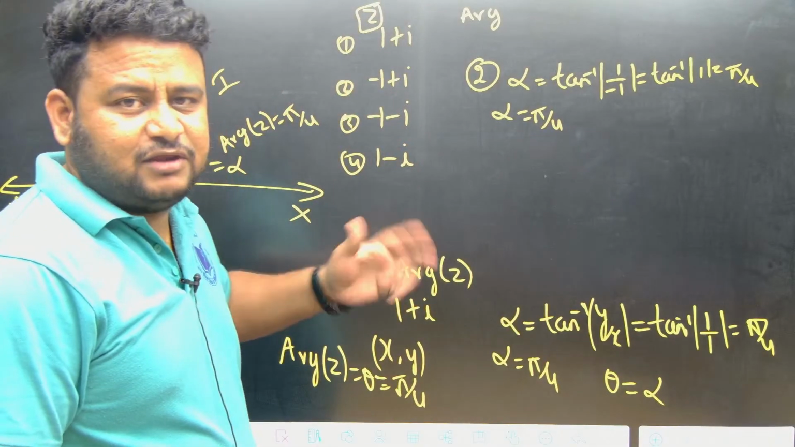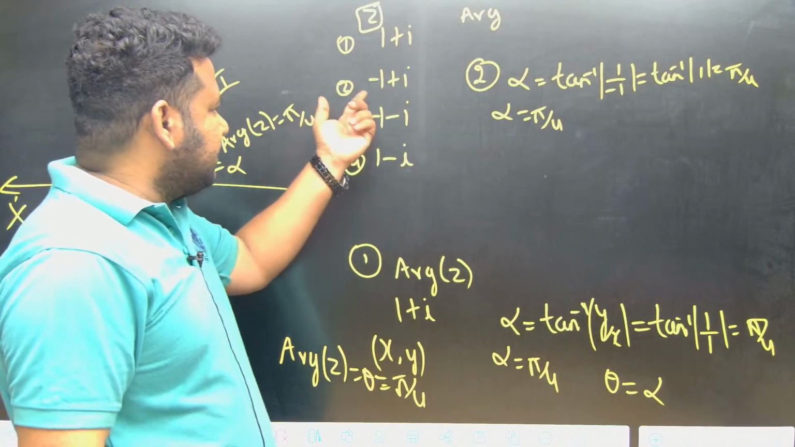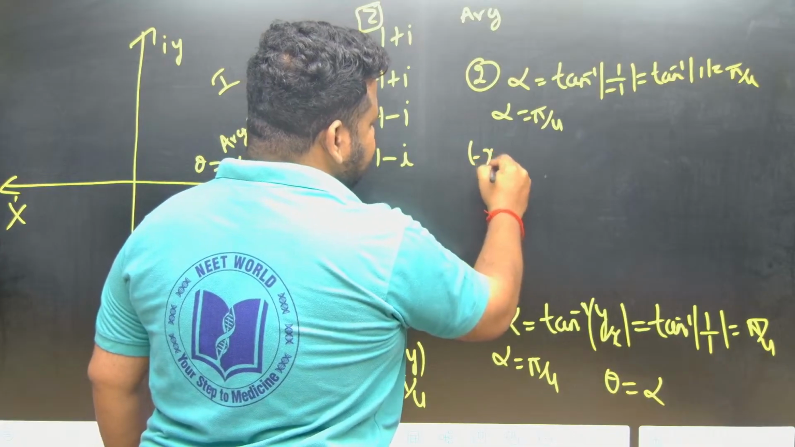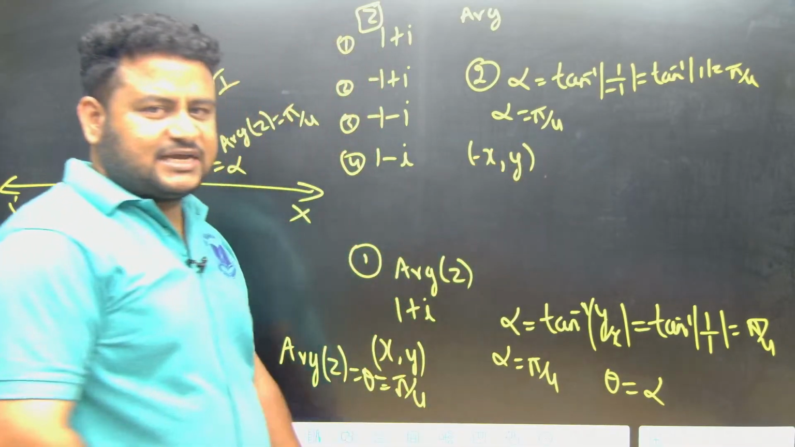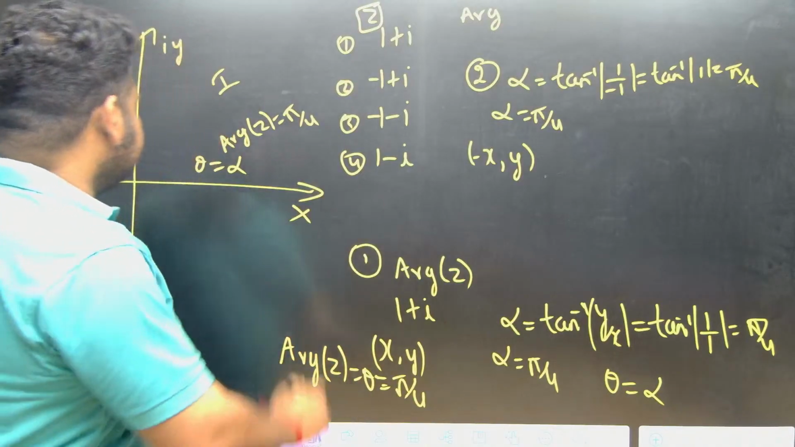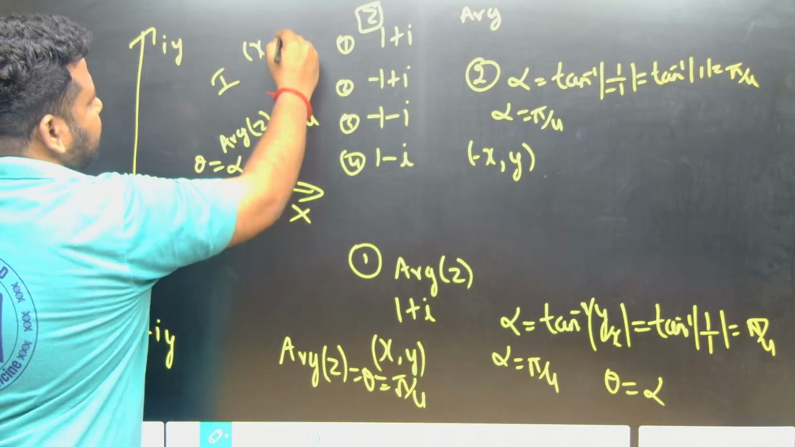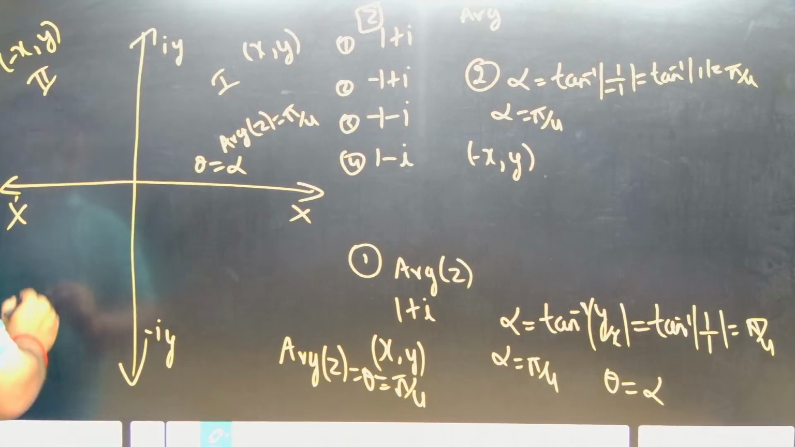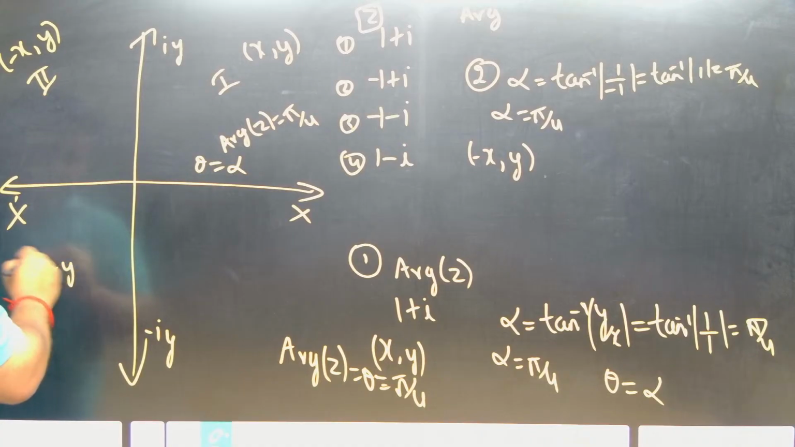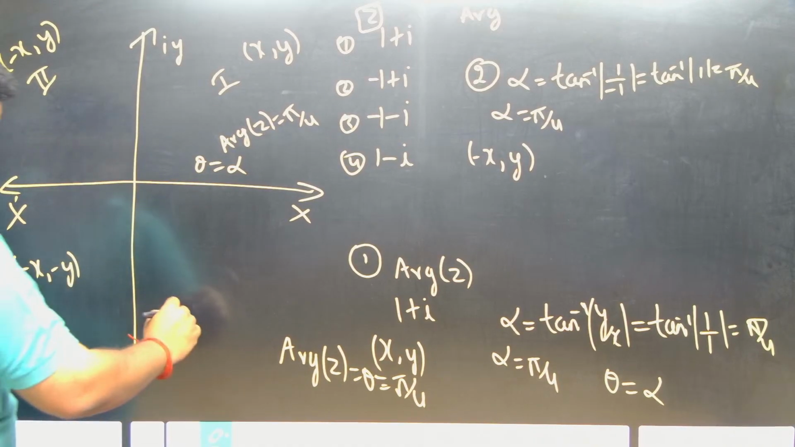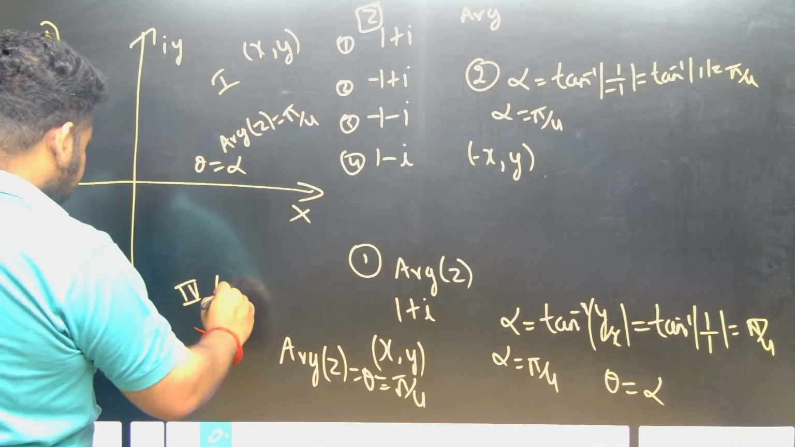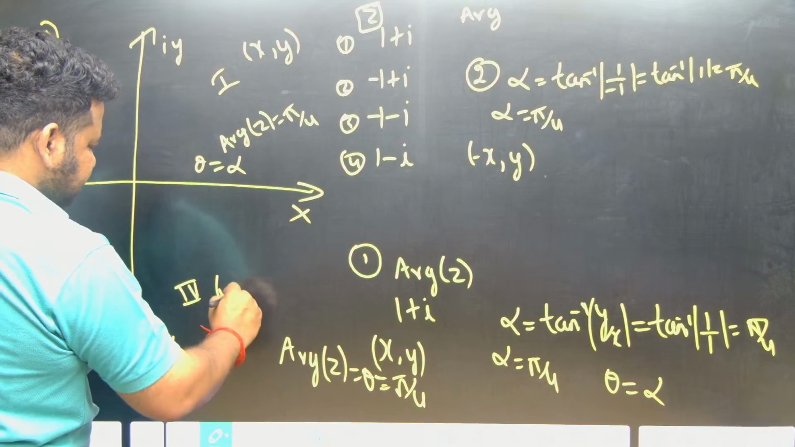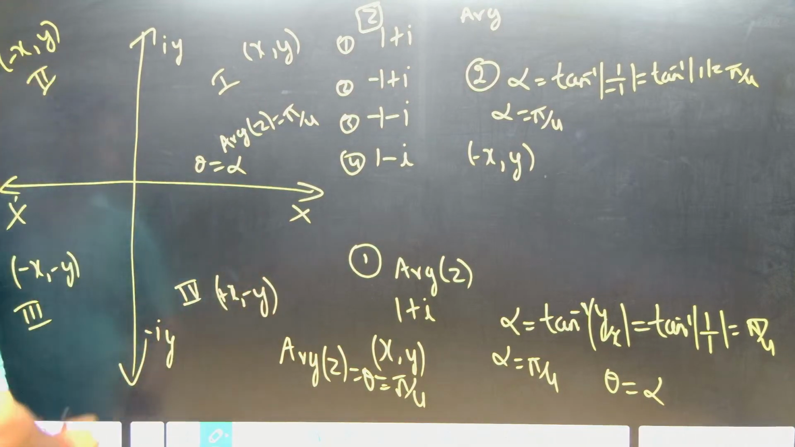But I want the theta value, not the alpha value. By looking at it, see here, x is negative, y is positive. So here x plus iy is of the form where x is negative and y is positive. Which quadrant? See here, x is positive, y is positive: first quadrant. Second quadrant: x is negative, y is positive. Both x and y negative is the third quadrant. And in the fourth quadrant, x will be positive and y will be negative.